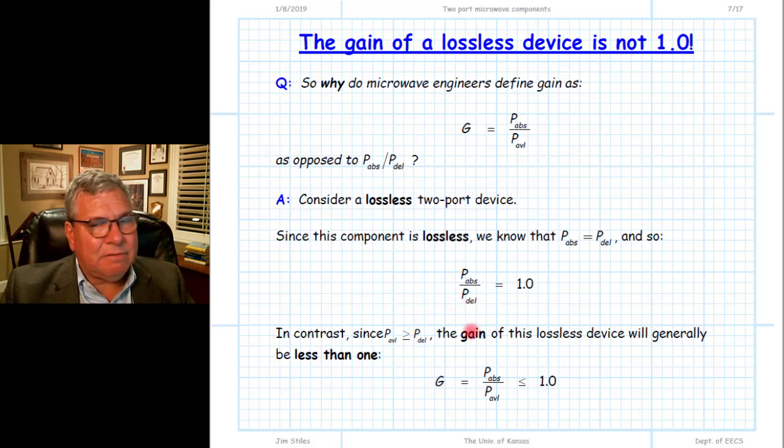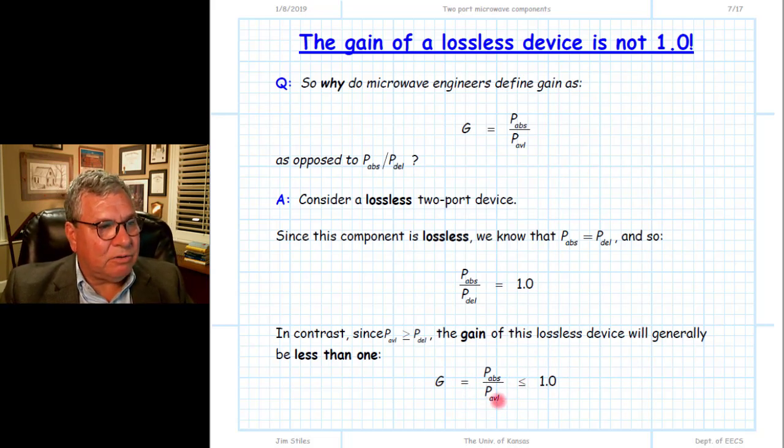In other words, the gain of a lossless device, when defined as the ratio of the absorbed power to the delivered power, will always be equal to 1, regardless of the frequency of the signal coming in. In contrast, the available power of the matched source is greater than the delivered power, either because the input impedance is not exactly optimal at 50 ohms, or we've designed it such that the input impedance is not optimal at 50 ohms. The available power will be greater than delivered power, and therefore the gain defined as the ratio of the absorbed power to the available power will be less than or equal to 1.